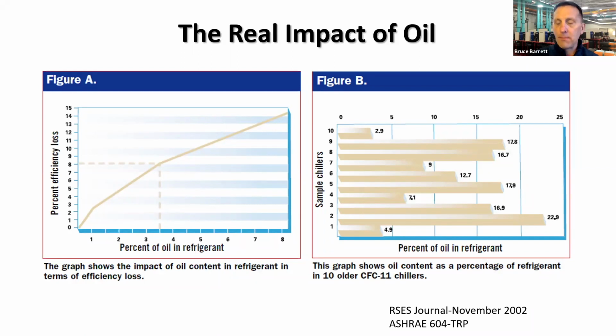The ASHRAE study, I mean, it's an old one, but it still applies. They found a lot of chillers that had 22 and 23% of their total volume of oil. That is an incredible amount. Crushing impact of the performance over time.